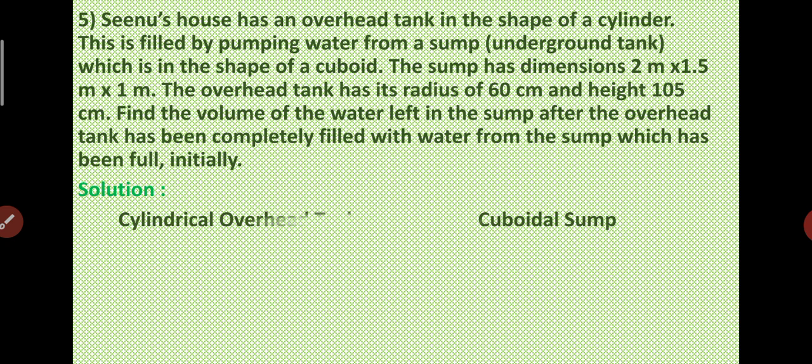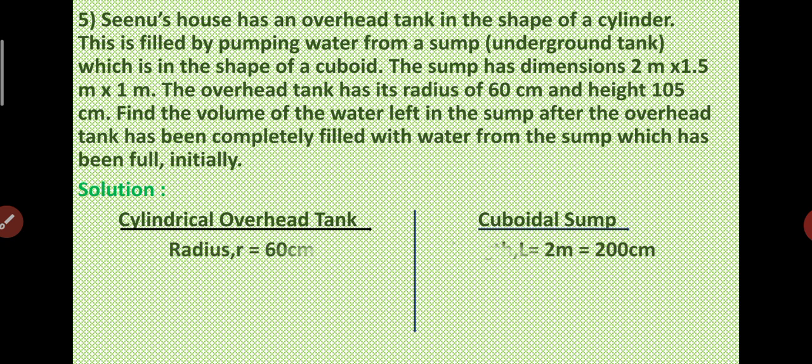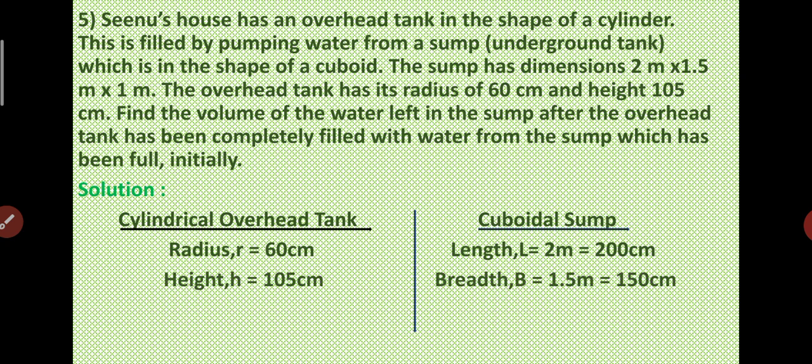Solution: cylindrical overhead tank and cuboidal sump. These are the two shapes we have to discuss here. Cylindrical tank, radius is given as 60 centimeter. Cuboidal sump, length is given as 2 meter. Convert into centimeter. 1 meter equals 100 centimeter, so 2 meter equals 2 into 100, 200 centimeter. Then height of the cylindrical tank is given, h equal to 105 centimeter.